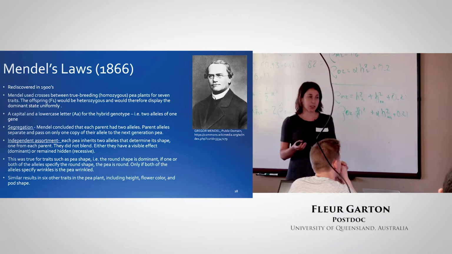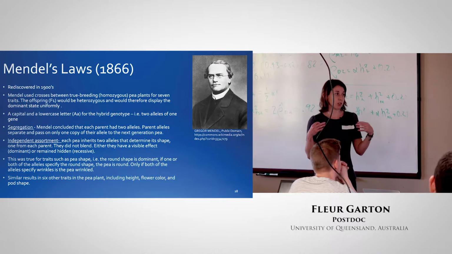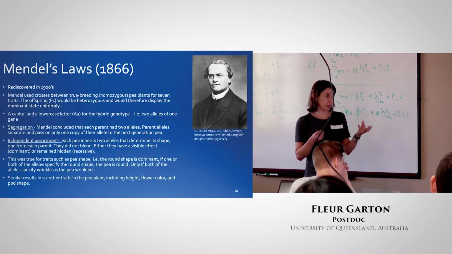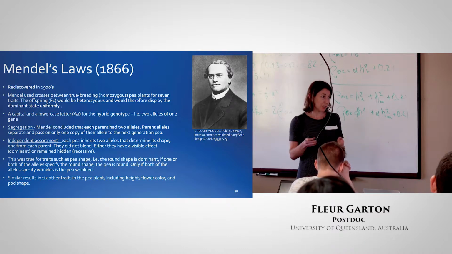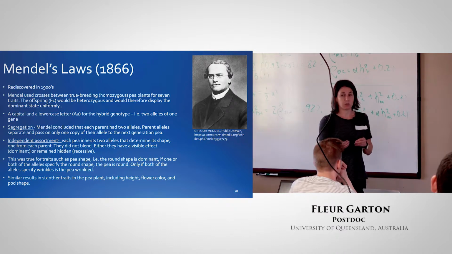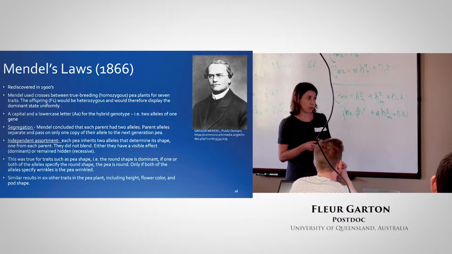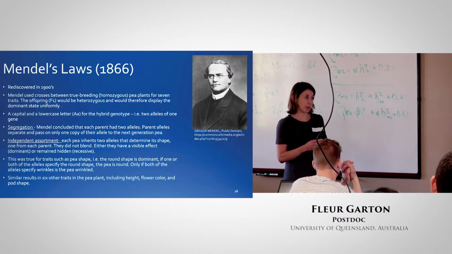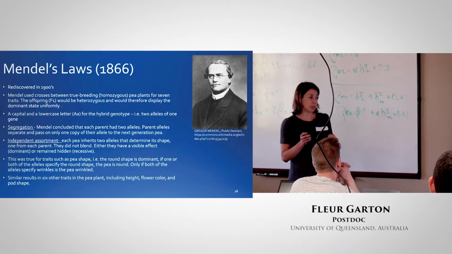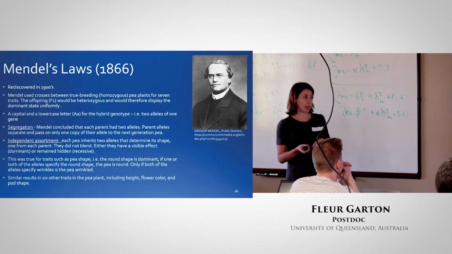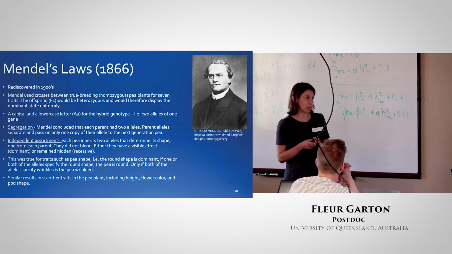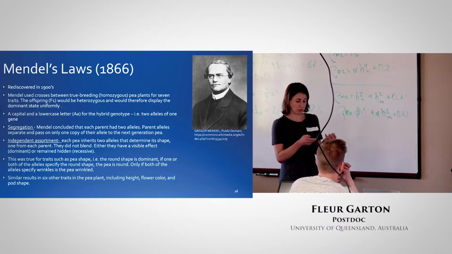And the law of independent assortment, which states that each pea inherits 2 alleles that can determine its shape, or another trait, one from each parent. These do not blend. Either they have a visible effect, which means it's dominant, or they remain hidden, which means they're recessive. This was true for the traits he tested, such as pea shape: the round shape is dominant, so if one or both alleles specify the round shape, then the pea is round. If both of the alleles specify wrinkles, then the pea is wrinkled. And then he found similar results in the other 6 traits that he looked at.